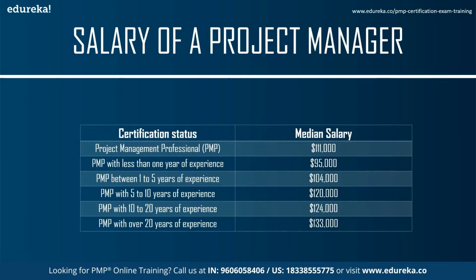PMP with less than 1 year of experience gives you a median salary of about $95,000. PMP between 1 to 5 years of experience gives you around $104,000. The median salary of a PMP professional with 5 to 10 years of experience will be $120,000. Moving on, PMP professionals with 10 to 20 years of experience should expect a median salary of about $124,000. And finally, PMP professionals with over 20 years of experience can easily expect a median salary of $133,000.